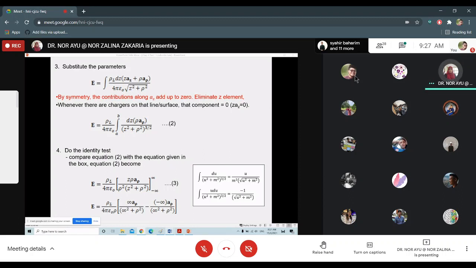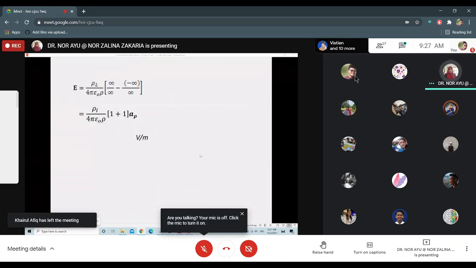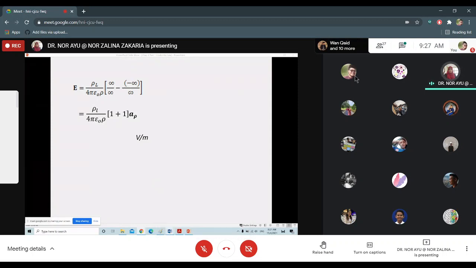Done, everyone? All right, so from this last equation here, so you simplify it. So you will get something like this. Okay. Infinity divided by infinity and negative infinity divided by infinity. So this one will be equals to 1, and this is also minus and minus will be 1. So you will finally get this final equation for your E.